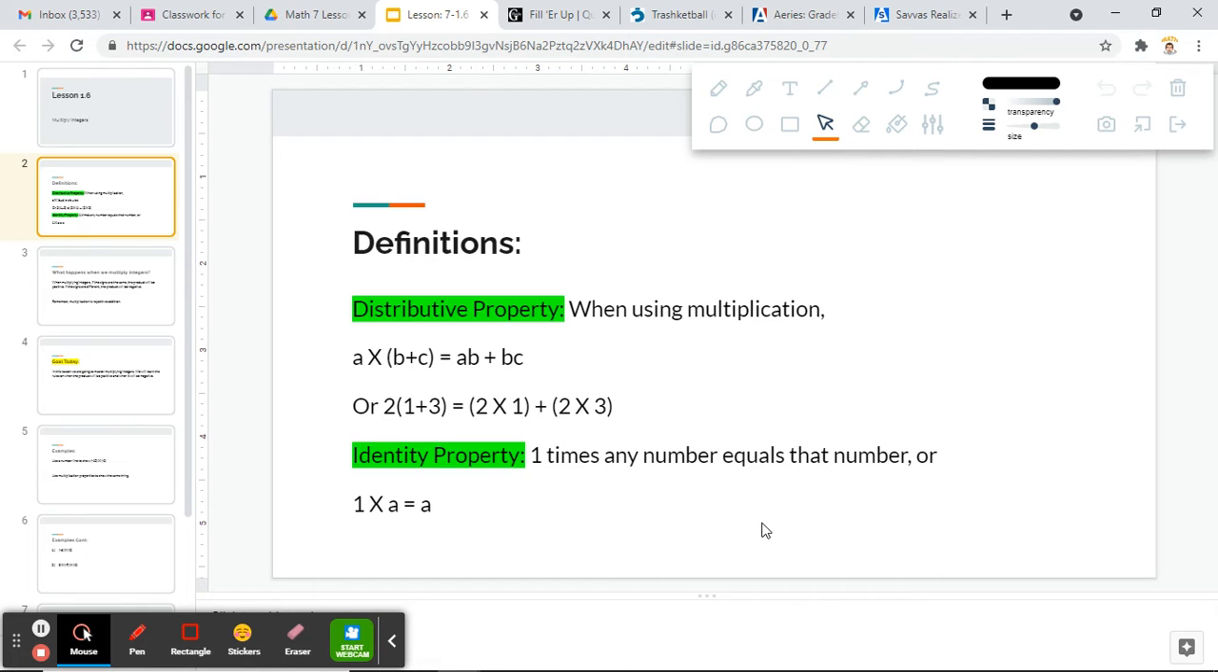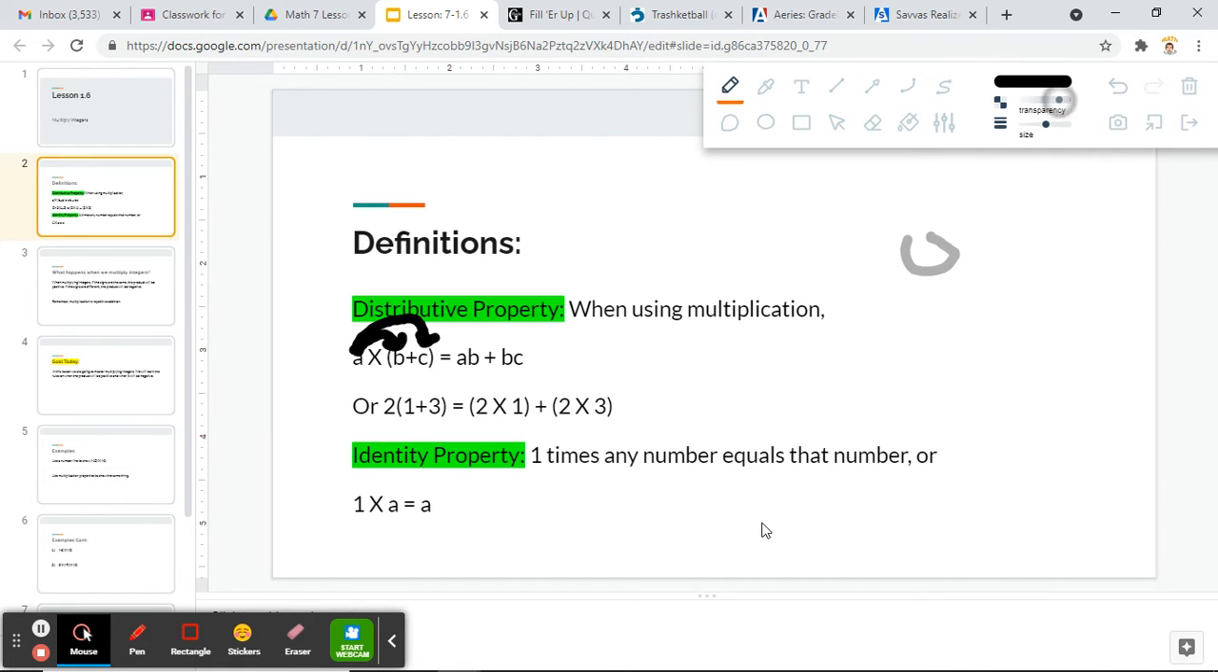So when using multiplication, we know that a times, in parentheses, b plus c is equal to ab plus ac. Or basically we are going to distribute this a right here and multiply it by both numbers inside of the parentheses. So if we wanted to look at this with actual numbers instead of just variables, then we can look at 2 times 1 plus 3. So that would be equal to 2 times 1 plus 2 times 3.